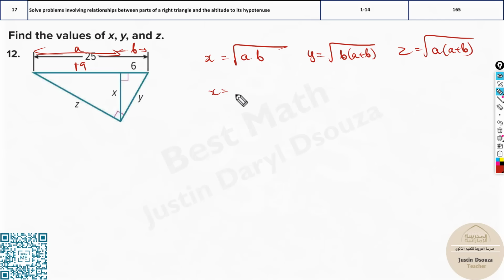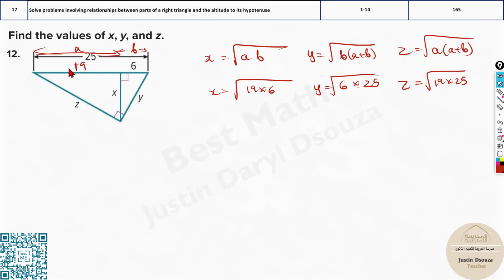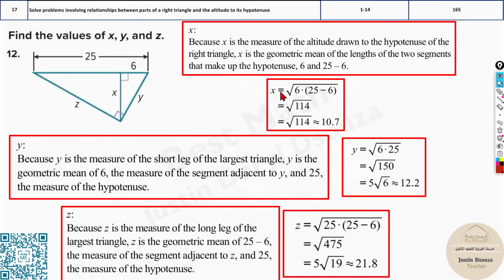So what do you multiply with? A is 19 times 6. That's the first one. Over here, you just have to write 6 times A plus B, which is 25. That is the square root of that. And Z is, A is 19 times 25. Just put them in the calculator. You will get the answers. You can see the answers over here. So it's 6 times 25, and 25 times 19. I would suggest you write the individual sides and then put it in the calculator easily. And there's no need of writing anything because it's an electronic exam.